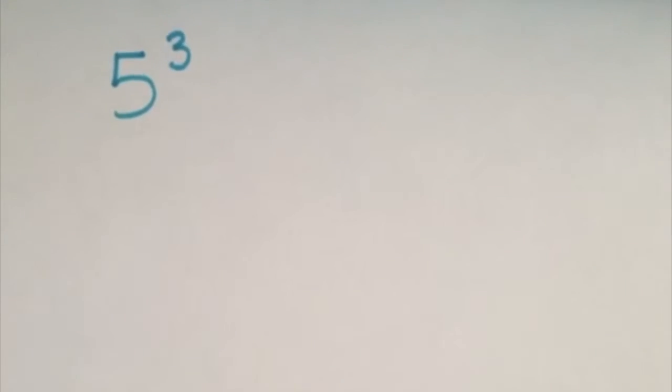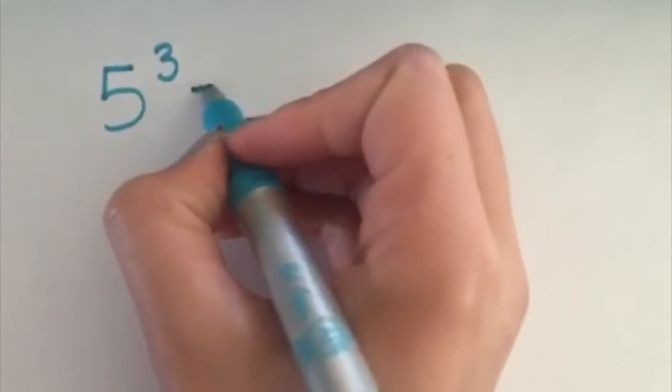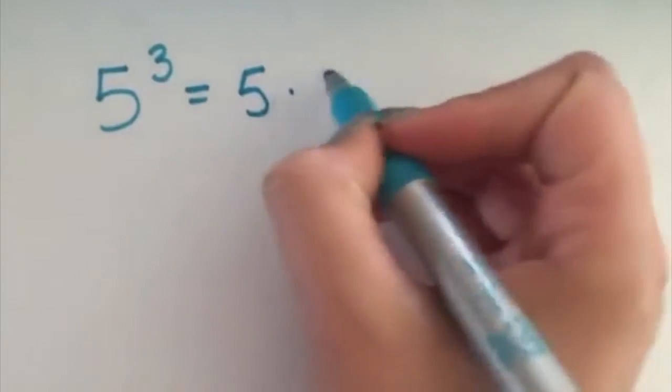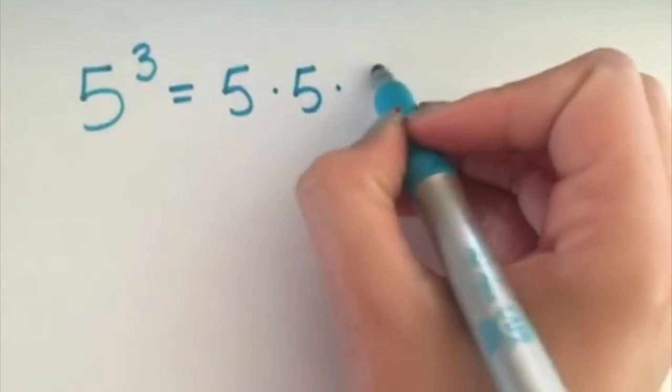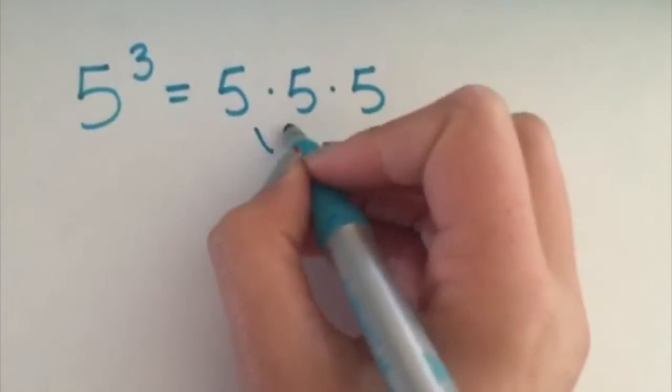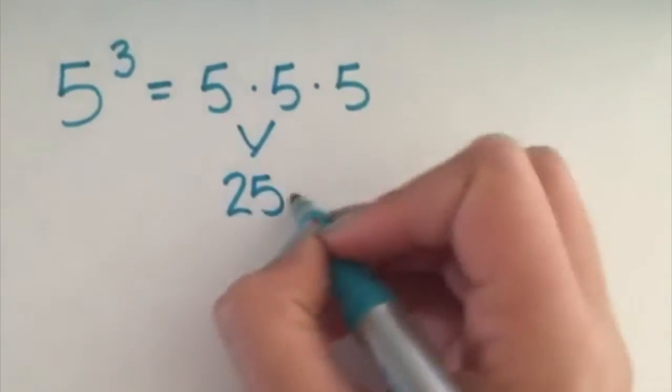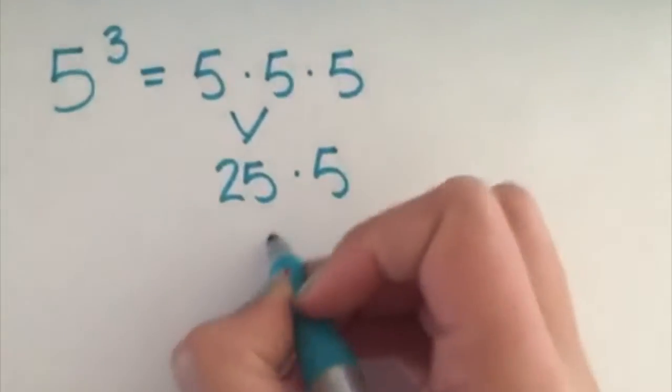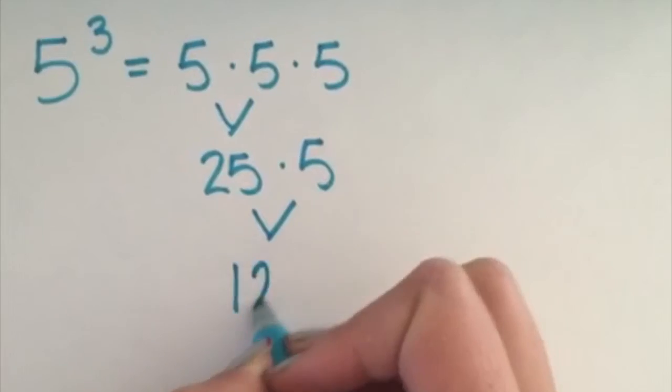Before you work on your assignment, I want to do one more power, 5 to the 3rd. So this is 5 times 5 times 5, which is 25 times 5, which turns into 125.